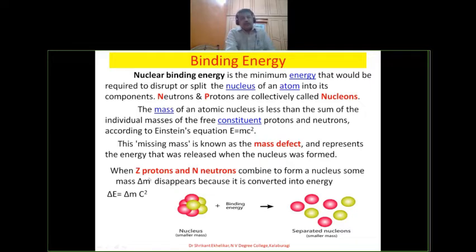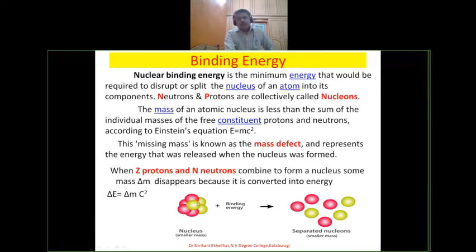Then Z protons and n number of neutrons. Z will give how many protons, n will give how many neutrons. So, Z protons and n neutrons combine to form a nucleus where a mass delta m disappears, because energy is required to keep protons and neutrons together, and that delta E is equal to the mass defect times c square.